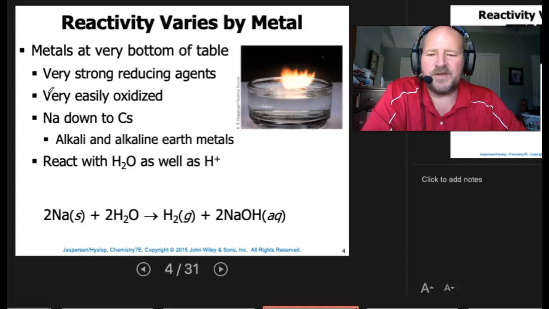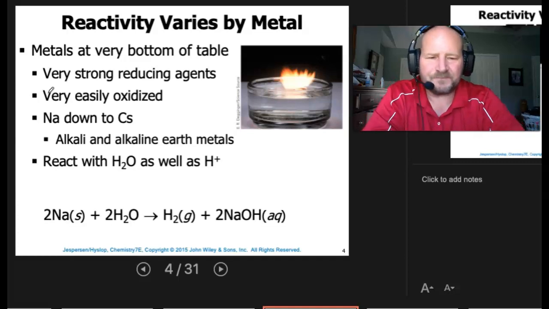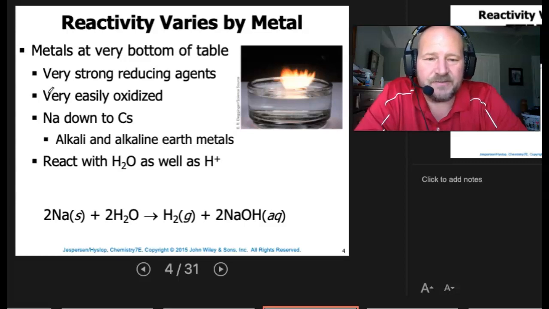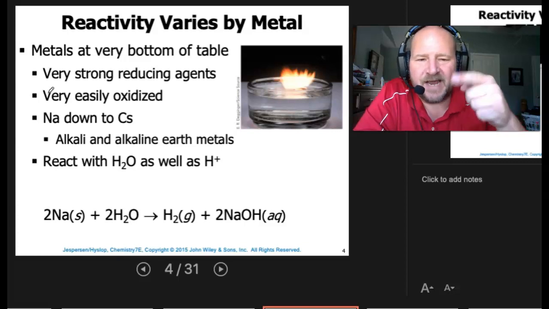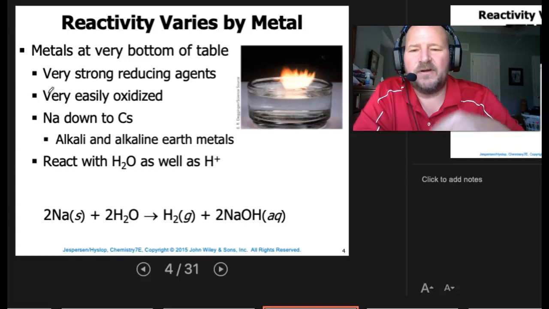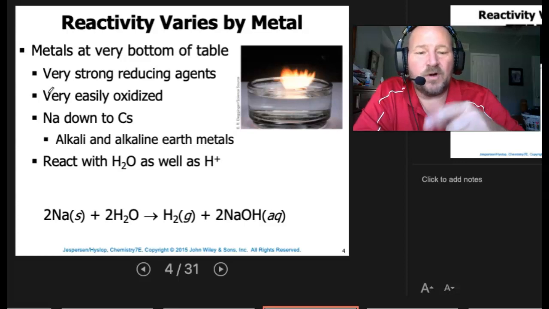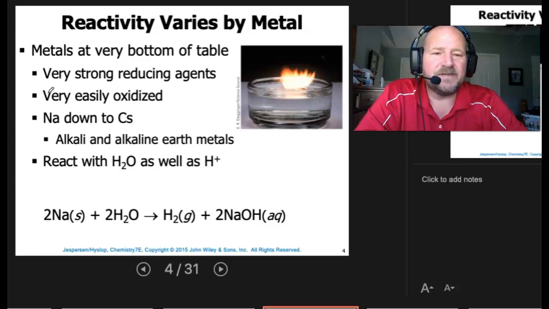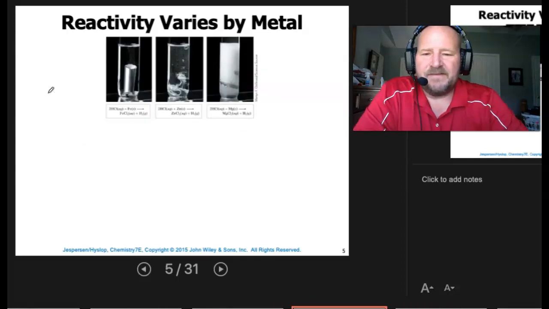If I take sodium and put it in water, we get H2 gas being emitted, and we'll notice that the solution becomes basic. It goes from a neutral solution of water to a basic solution because sodium hydroxide is being formed. And of course, as I move down the periodic table, the different metals become more and more reactive with water. The reaction becomes more and more violent, which means it's more reactive. So reactivity varies by metal.